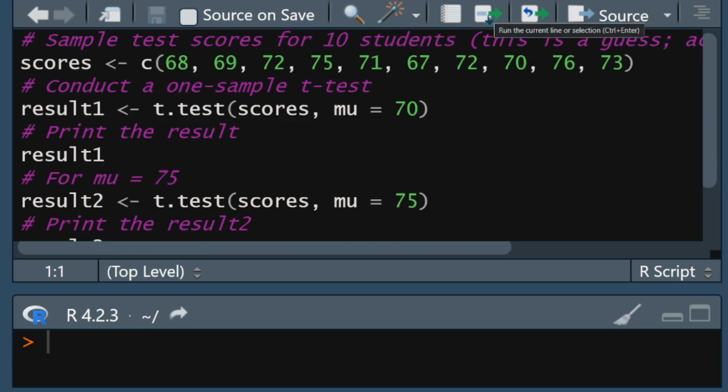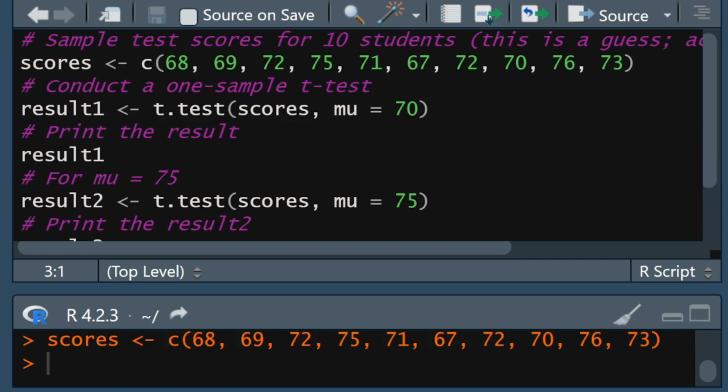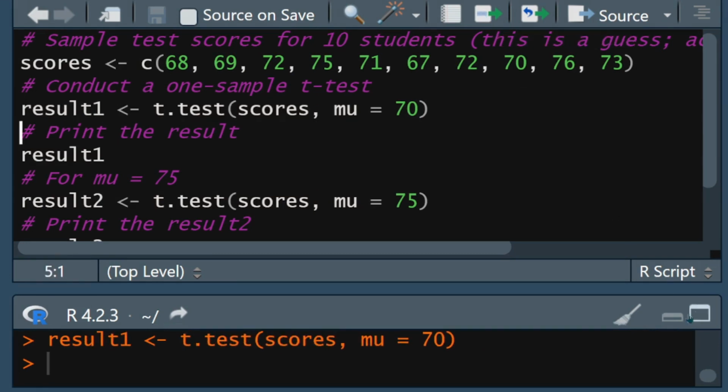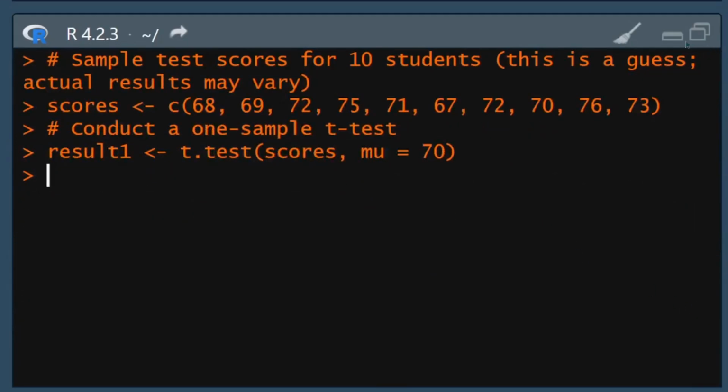To perform a one-sample t-test against a benchmark grade of 70, the R code using the t-test function is result1 equals t-test(scores, mu equals 70). With this command, we're conducting a t-test comparing our sample scores against an expected mean, mu, of 70. The outcome is then stored in the variable result1.